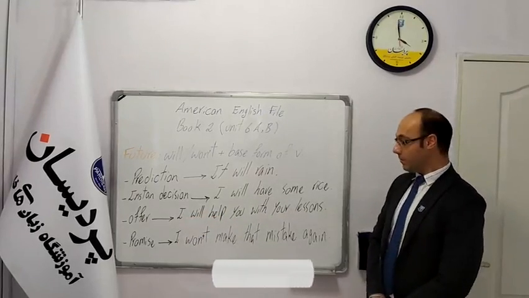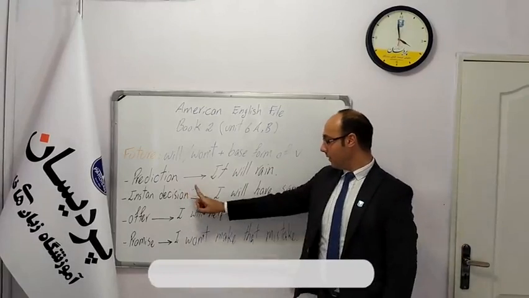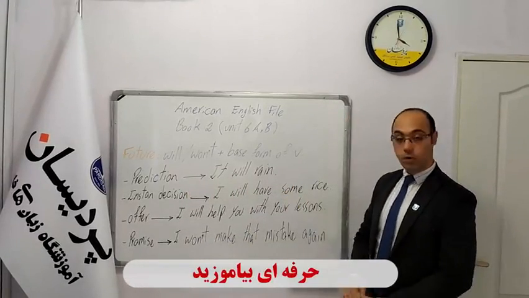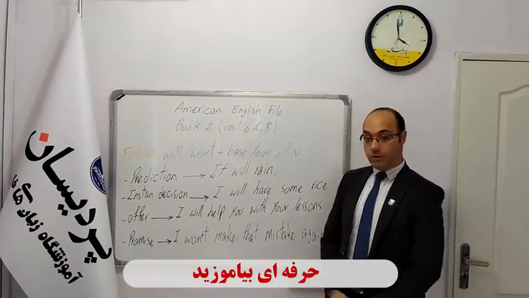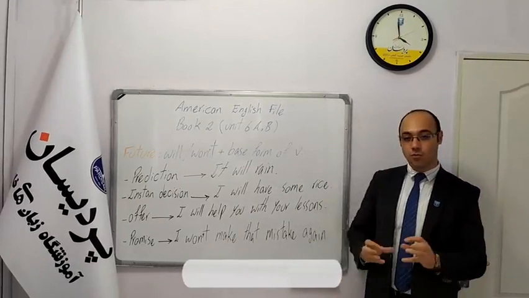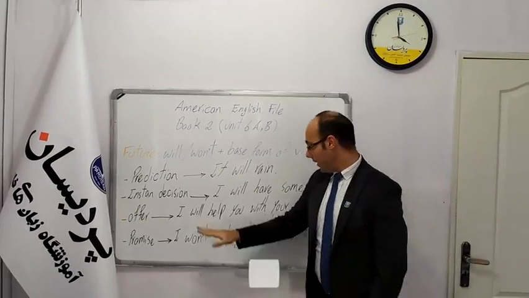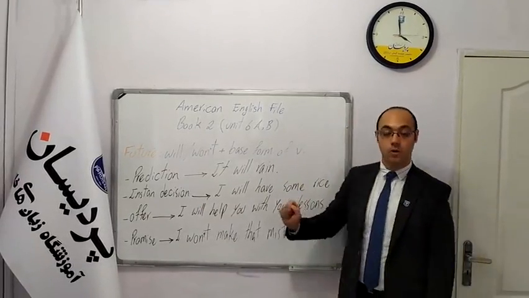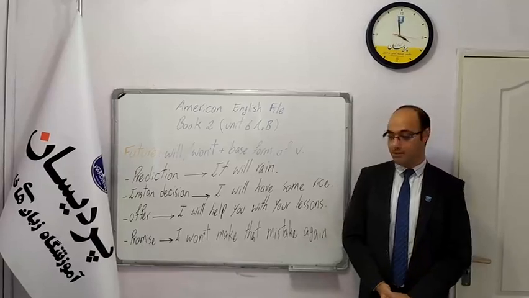Look at the first example for prediction. For example, it will rain or it won't rain. For instant decision, imagine that you go to a restaurant and you look at the menu and choose something to eat. For example, you say, I will have some rice, or I won't have spaghetti.